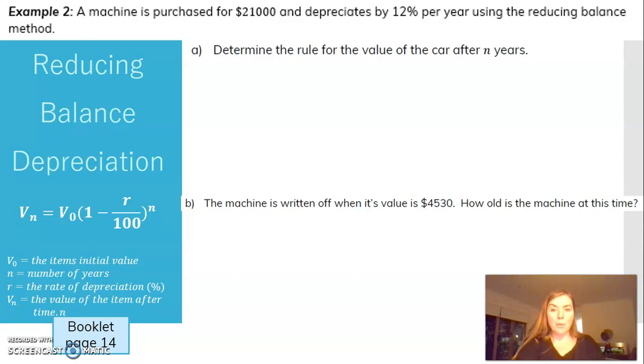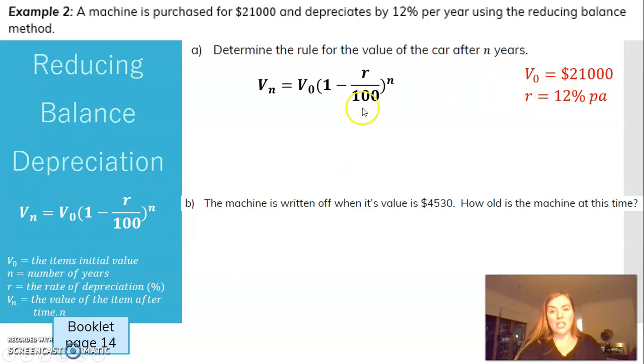Again, let's go through and see what we've got. We're told it's purchased for $21,000, so that's my V0. It depreciates by a rate of 12% per year, so that is my little r. We're told that's the reducing balance method, which is this rule here. Remember your rule, Vn stays as it is, n stays as it is, and these two just get subbed into V0 and r. Let's go and do that.